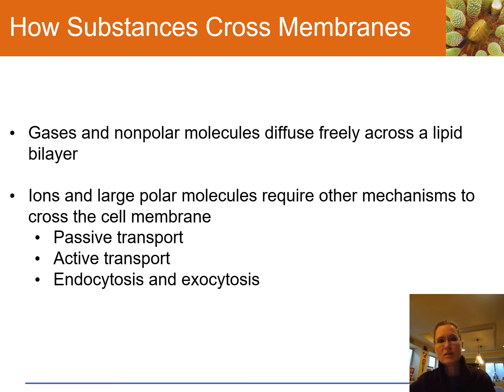And then there's three ways that stuff gets in. Passive transport, no energy, goes from an area of high concentration to low concentration. Active transport means it's going from an area of low concentration to high concentration, or against the concentration gradient. And then endo and exocytosis, which both use the membrane to get things into or out of the cell.